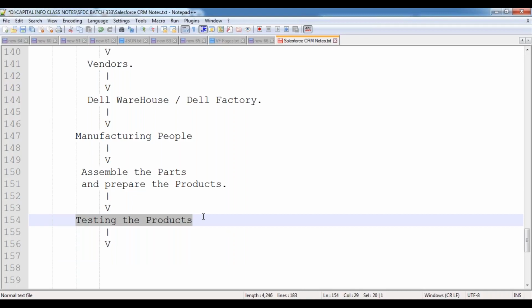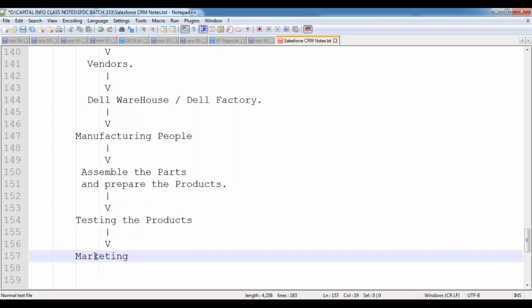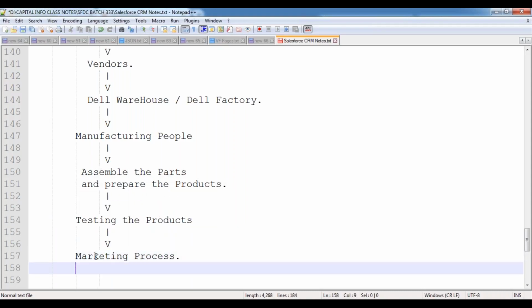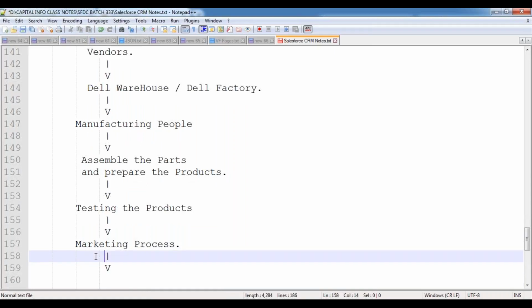How can we give this information? For that, they are going to use a feature called marketing. They are using the marketing process. Inside this Dell organization, they have a marketing team. Various employees work in that marketing team, such as marketing heads, marketing managers, and marketing executives. So many people are working in that marketing department.